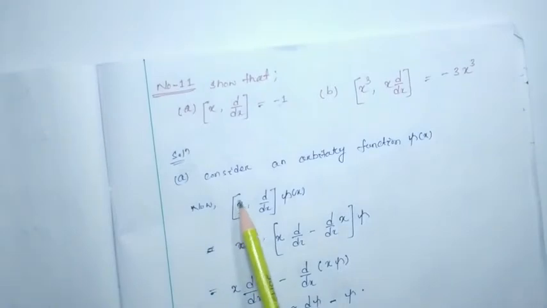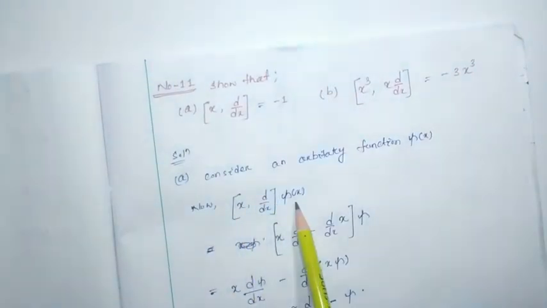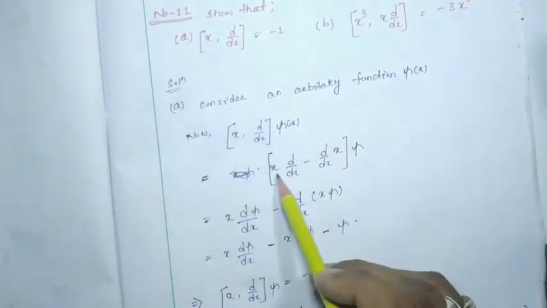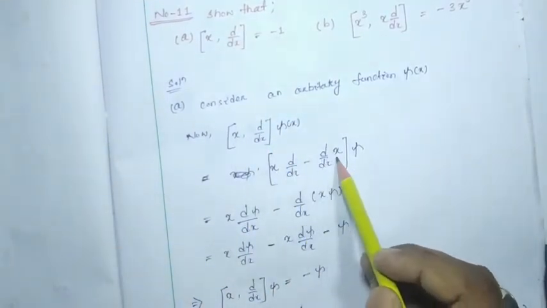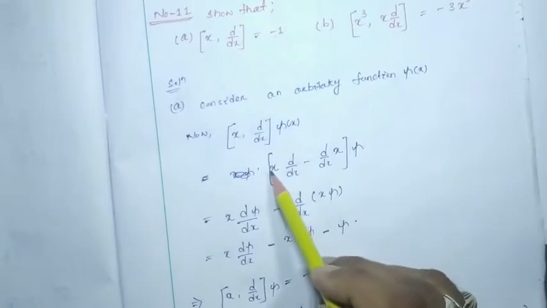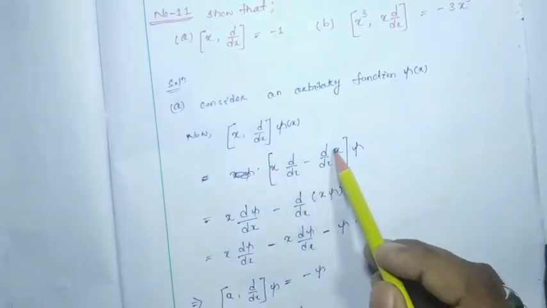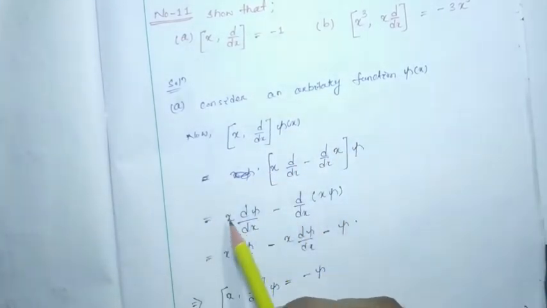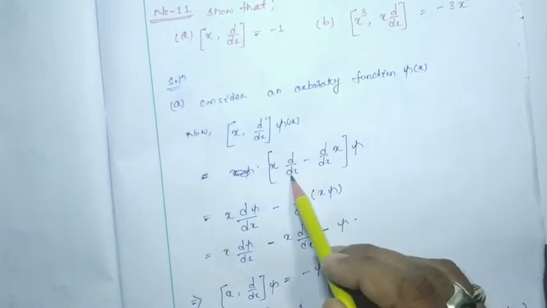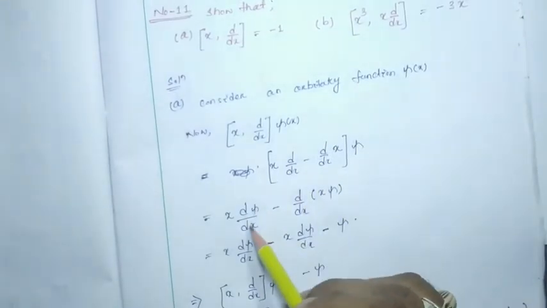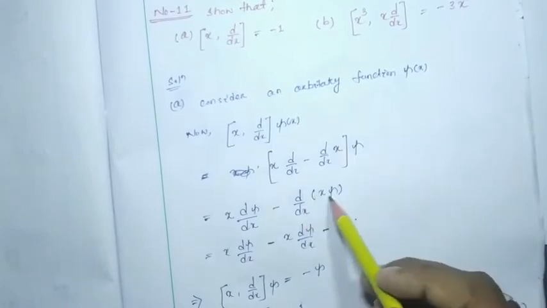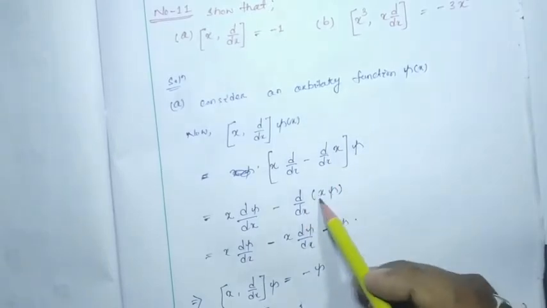So when this commutator is operated over psi(x), it will be x d/dx minus d/dx x. The two operators, x d/dx and d/dx of x, are going to operate separately over psi. What will be x d/dx on psi, x d psi/dx, minus d/dx of x psi.